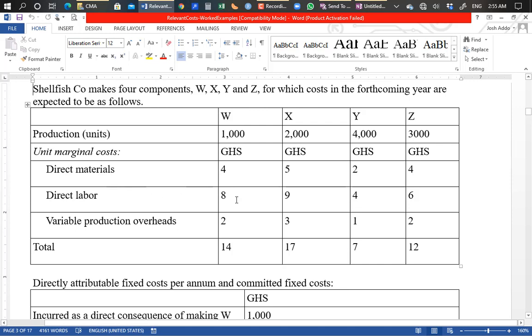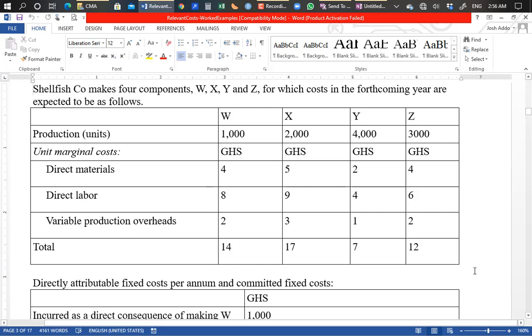Direct labor, 8 cedis to manufacture 1 unit of W, 9 cedis for X, 4 cedis for Y, and 6 cedis for Z. Variable production overhead, 2 for W, 3 for X, 1 for Y, and 2 for Z. So this brings us to total variable cost of production for each of the products W, X, Y, Z at 14, 17, 7, 12 respectively.